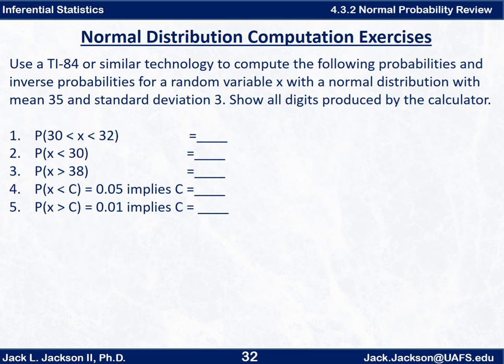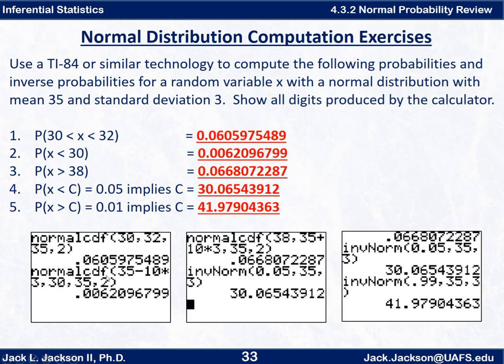Using a TI-84 or similar technology, compute the following probabilities or inverse probabilities, depending on which one's given, for a random variable x that has a normal distribution with mean 35 and standard deviation 3. Please show all the digits produced by your calculator. You can see these 5 problems here. I'm going to ask you to pause the video, get your calculator or technology out, work out these problems, write your answers down, and when you're done, come back and check your answers with my solutions on the next slide. Press pause now.